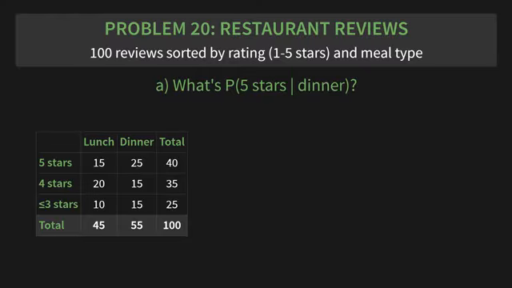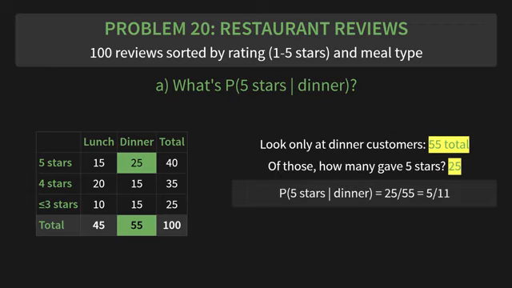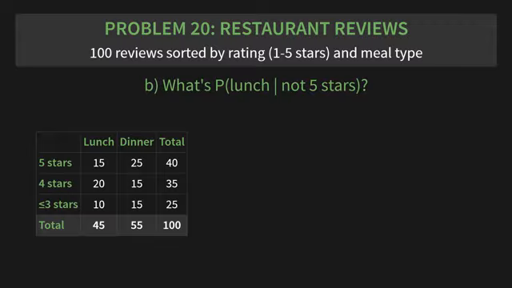First question. If someone had dinner, what's the probability they gave 5 stars? This is pure conditional probability. We're narrowing our focus to just dinner customers. Out of 55 dinner customers total, 25 gave 5 stars. That's 25 out of 55. About 46%, nearly half of dinner customers are leaving 5-star reviews. The dinner service is killing it.